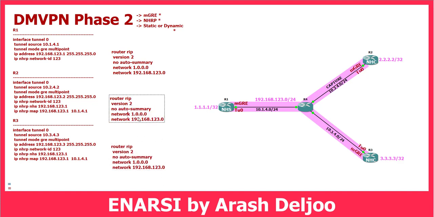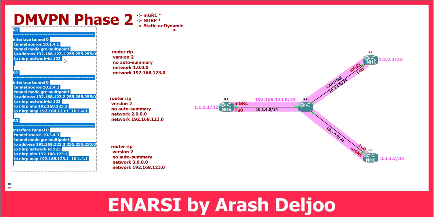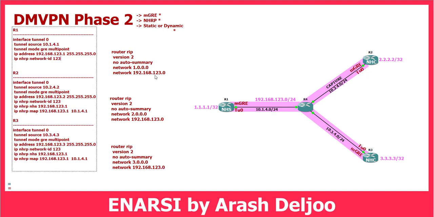Only in R2 we should configure network 1.0.0.0. We should remove it and use network 2.0.0.0, and also network 192.168.123.0. Again, in router 3, network 3.0.0.0, and also network 192.168.123.0. Here, don't forget, we should enable learning from the source from the multicast. We can use this command, and I have explained it before.